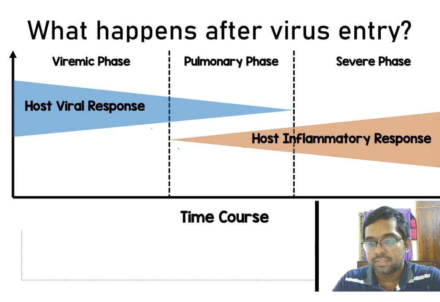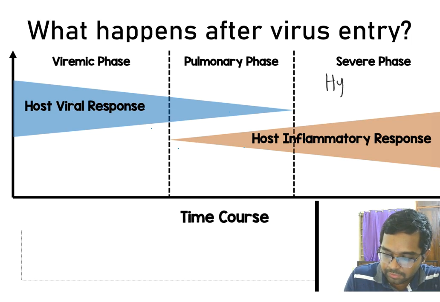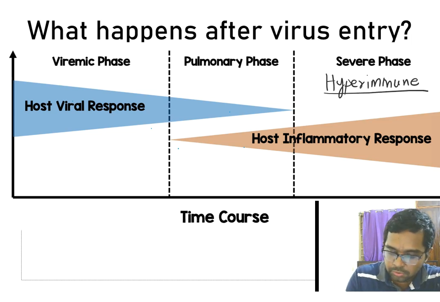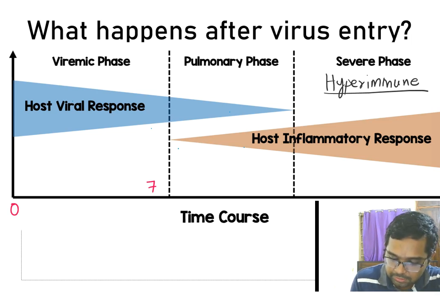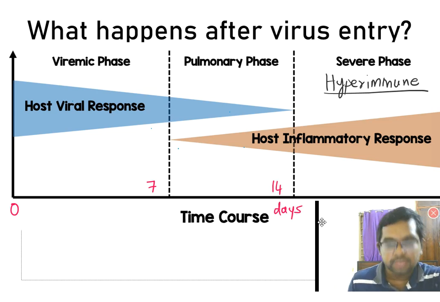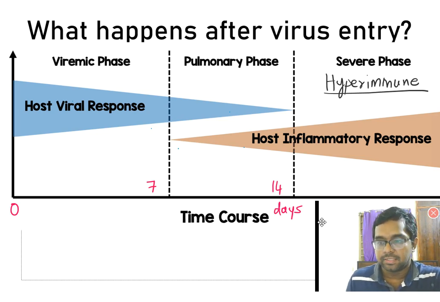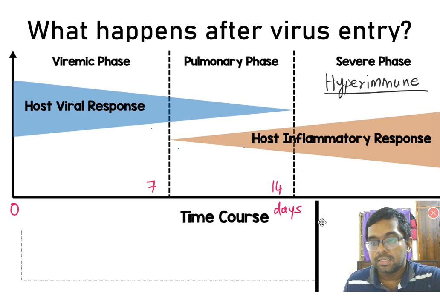Now, third is a severe phase, which occurs only in a few proportion of the patients, wherein there is a host inflammatory response, or what we also call a hyperimmune phase. I will come back to the details as I discuss later on, but as of now, remember it is the hyperimmune phase. What is the duration of these phases? Roughly, it is 1 week. So from 0 days to 7 days, it is the viremic phase. 7 to 14 days is the pulmonary phase, and after 14 days is the severe phase. Remember it does not occur in every person, it occurs only in a few proportion of infected patients.